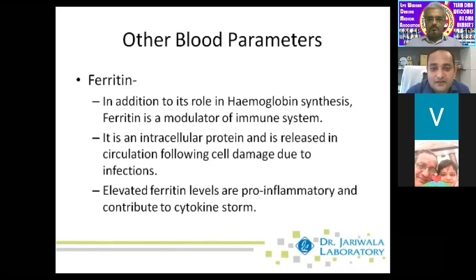Ferritin is present inside the cells, and this includes the alveolar cells in the lungs. So whenever there is alveolar damage, ferritin is released, and this ferritin acts as a pro-inflammatory molecule and then induces further inflammation. And this ferritin has a very important role in inducing a cytokine storm.